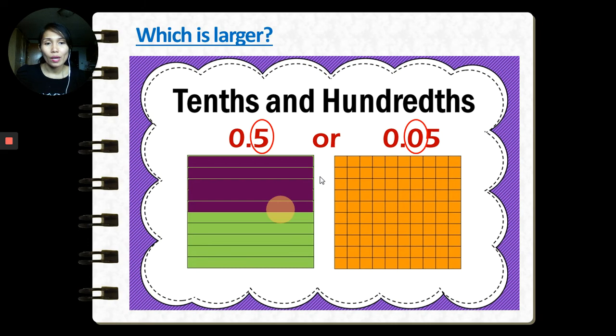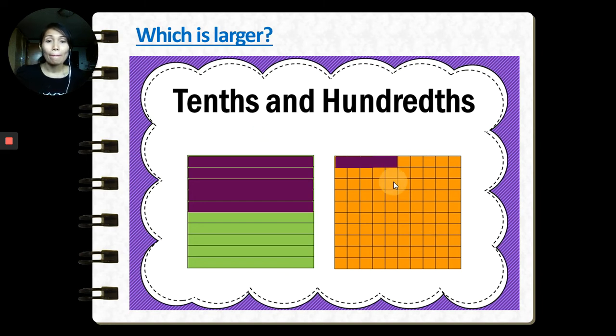So let's see with the hundredths. It says 5 hundredths. There is no tenths here, so we will not mark anything with tenths, but 5 hundredths. So let's mark 5 hundredths. 1, 2, 3, 4, 5. That's how 5 hundredths looks like. So by just looking at the figure, can you say which one is greater, which one is larger? Of course, 0.5 or 5 tenths is greater than 5 hundredths.